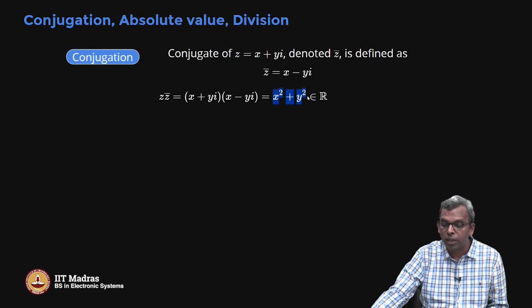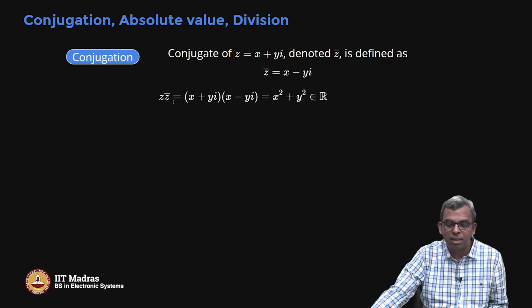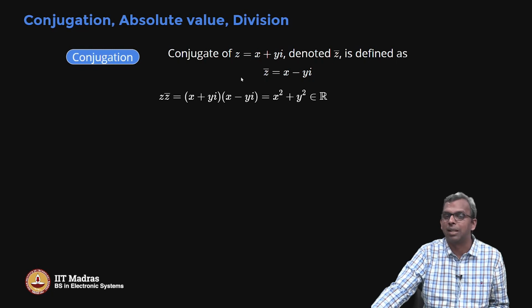So this x squared plus y squared is real, and not only that, it is non-negative. It's greater than or equal to 0, right? x squared cannot be negative. y squared also cannot be negative. So x squared plus y squared cannot be negative either. So z times z bar is a non-negative real number. It can be 0. The only case it can be 0 is when both x is 0 and y is 0, or the complex number itself is 0.